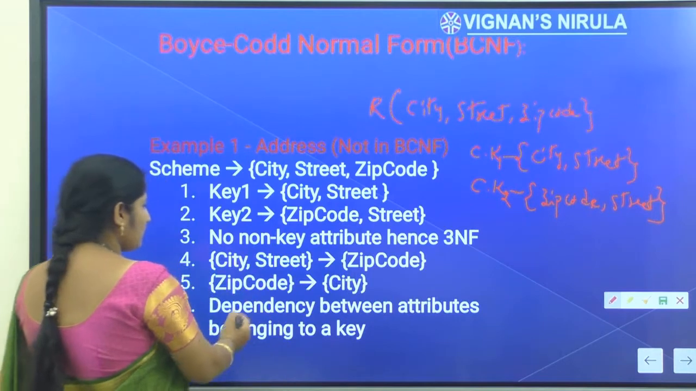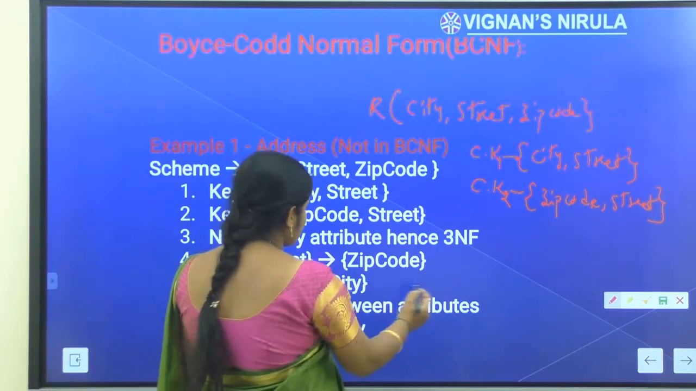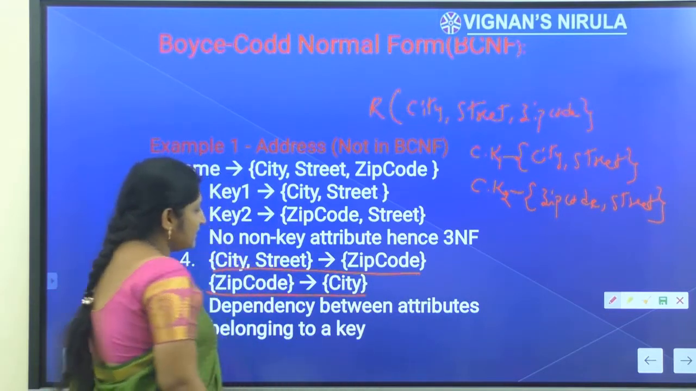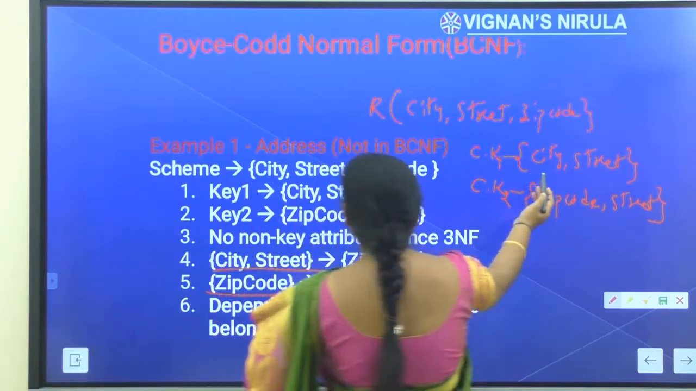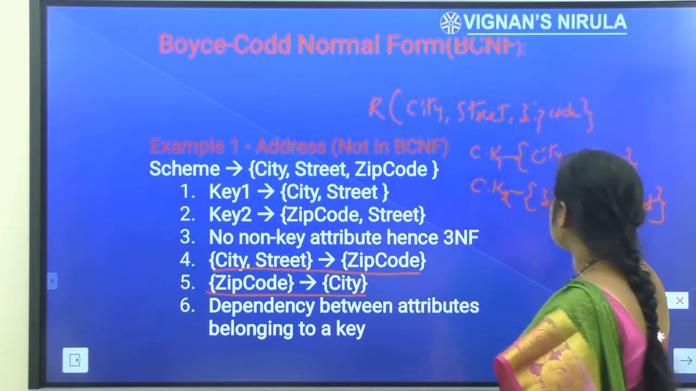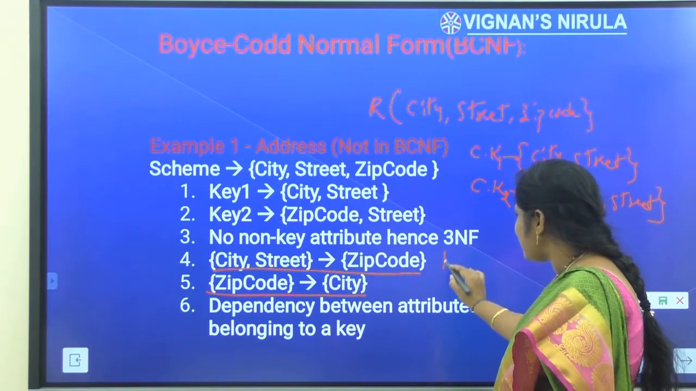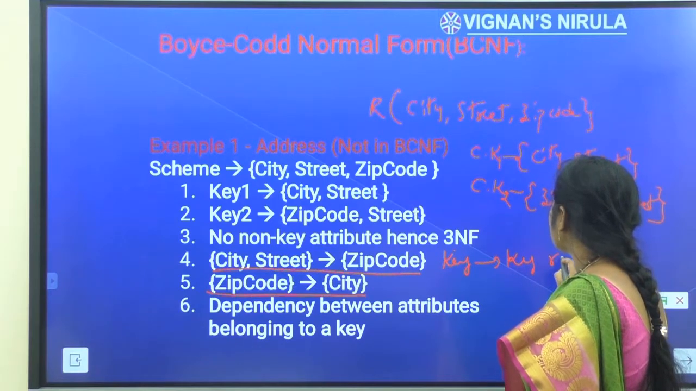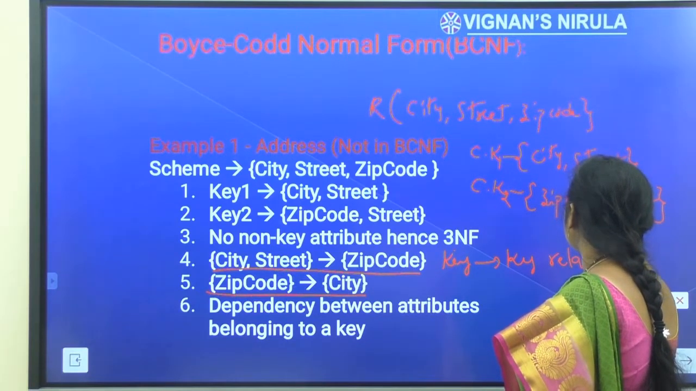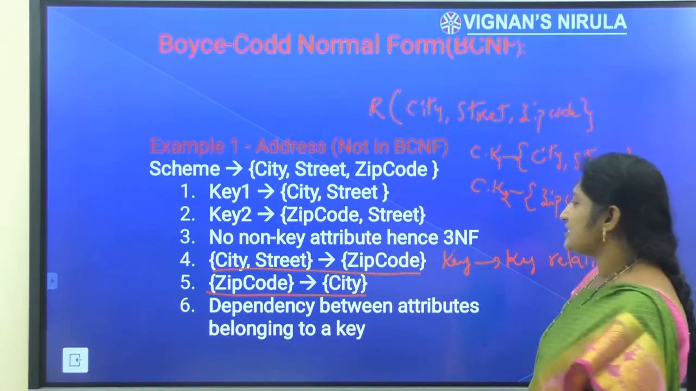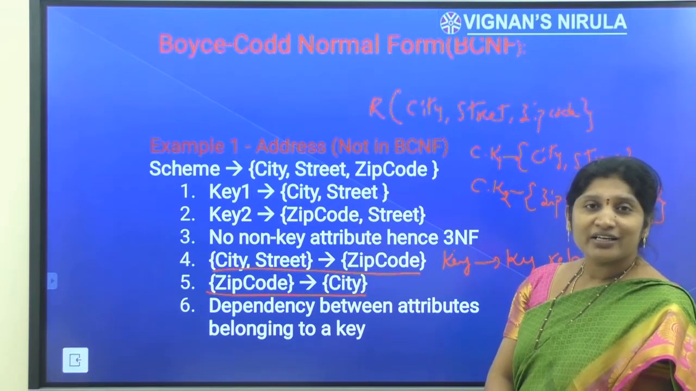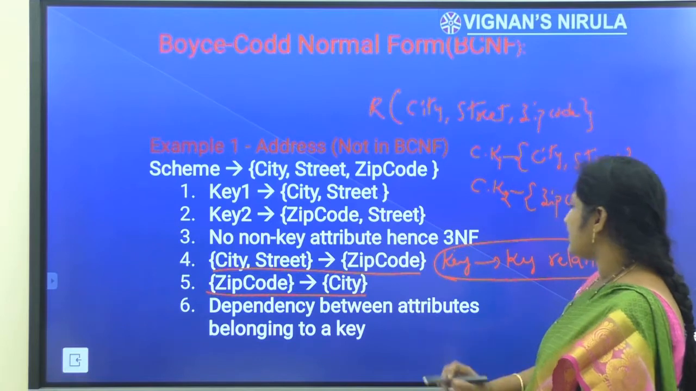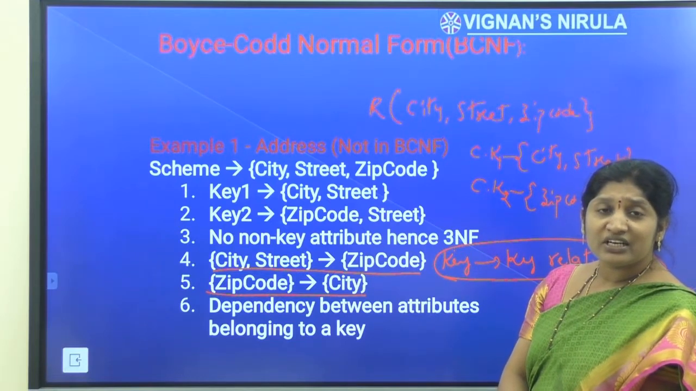And what are the FDs that we have? I have city, comma, street implies zip code. Zip code implies city. So see, city, comma, street is one of the candidate keys. Zip code, comma, street is one of the candidate keys. So this type of relation is a key to key relationship. One candidate key is dependent on another candidate key. So by seeing this, you can clearly observe that your table is not in BCNF. Whenever key to key relationships exist within your table, it is definitely not in BCNF.